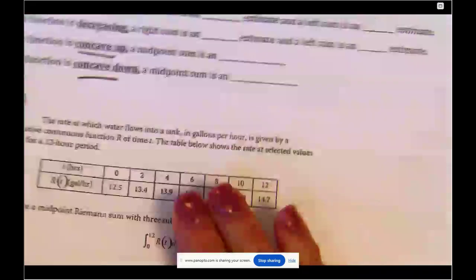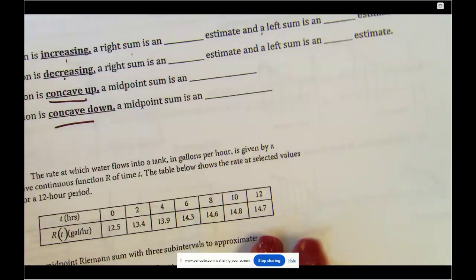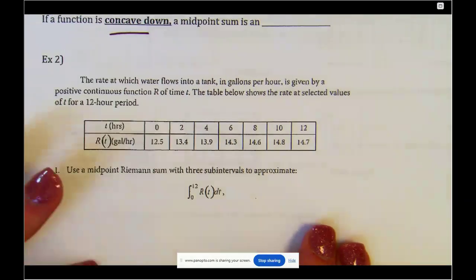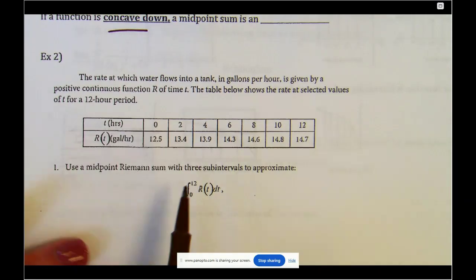Let me have you, these are actually SAT questions. SAT, I'm going to try that again. AP questions. So I want you to try this one.